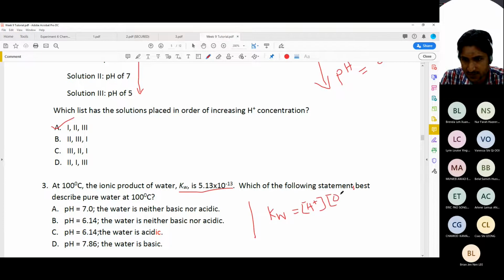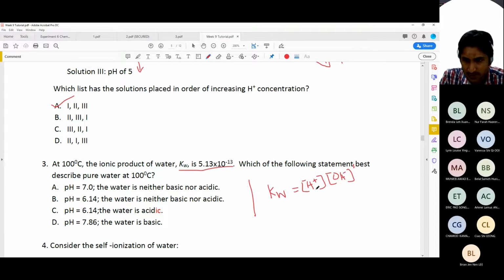Hydroxyl ion concentration is equal to the multiplication of the concentration of both. Since they are in the water solution, an equal amount of hydrogen and hydroxyl will be there. So we can just take a squared value of this. It will be the same thing.